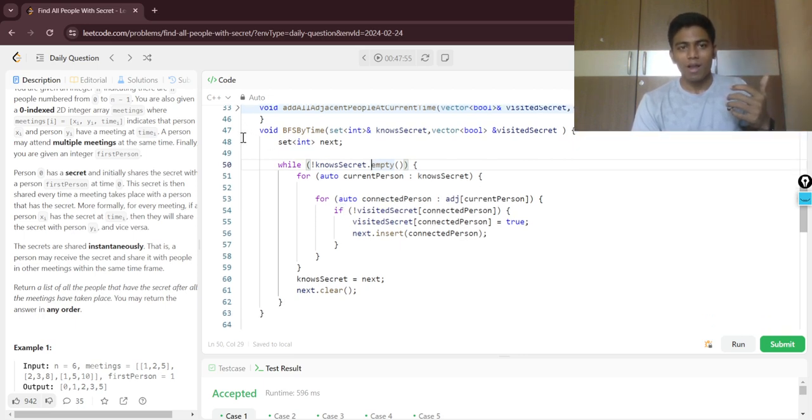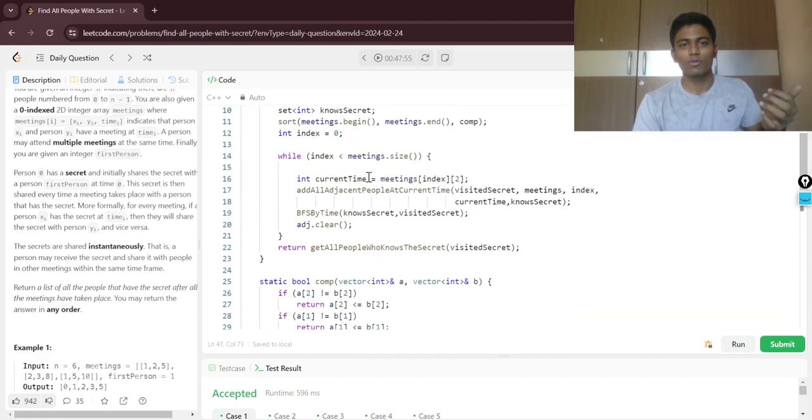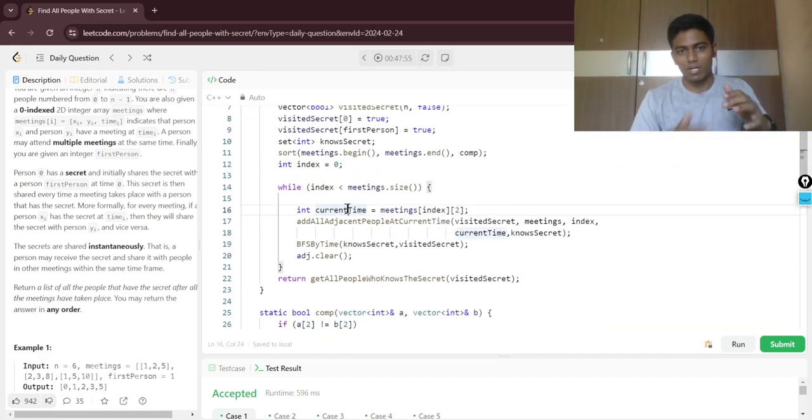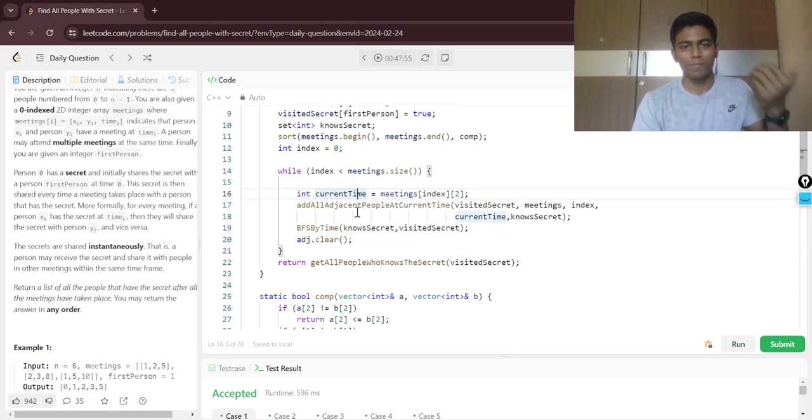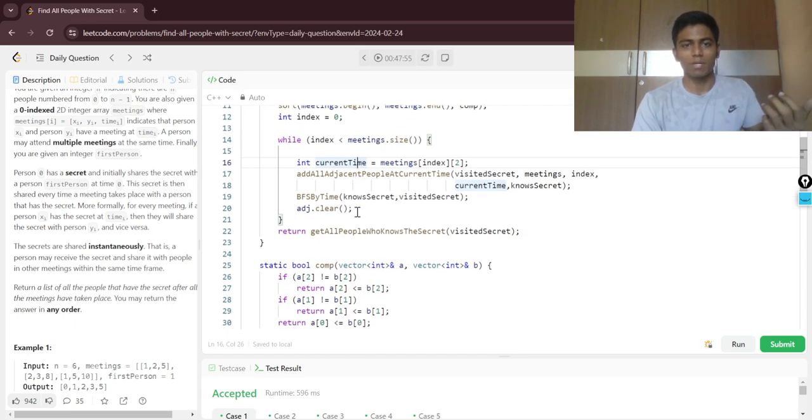So after the BFS for that time is done, we are going to move to the next meeting, and then we are going to pick that particular time, and based upon that we'll build the adjacency list, and then based upon that we'll do the BFS for each current meeting, and then we are going to do the index plus plus for moving to the next meeting.